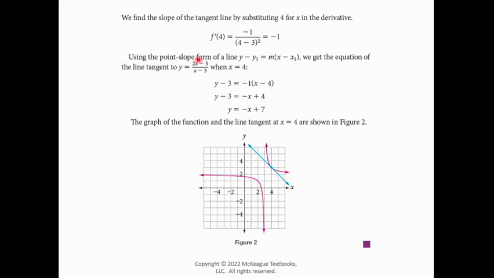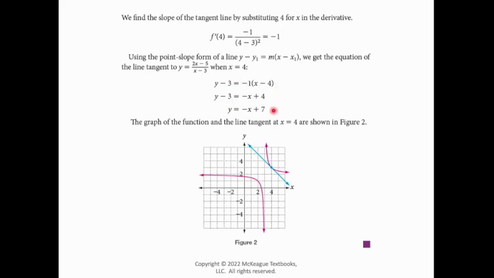So now we're going to put it in point-slope form. We have our m, which is negative 1. We're going to put it here. And then we found our corresponding y value that goes with x equals 4. Since we know that that's on the function and on the tangent line, we're going to put in 4 for our x value and 3 for the y.